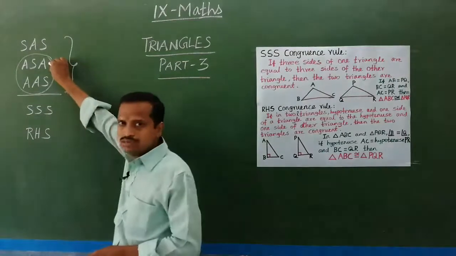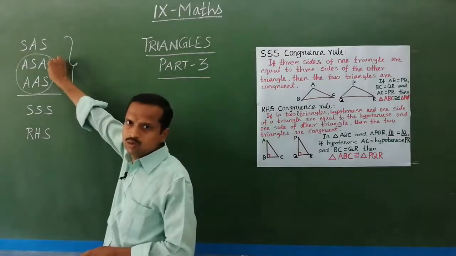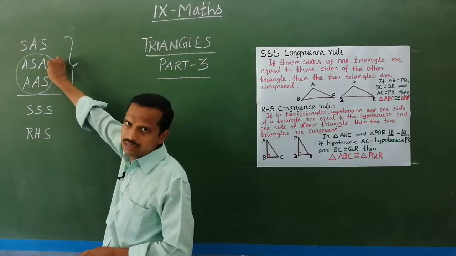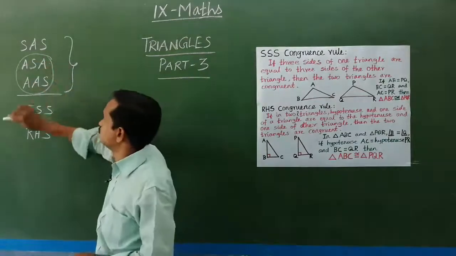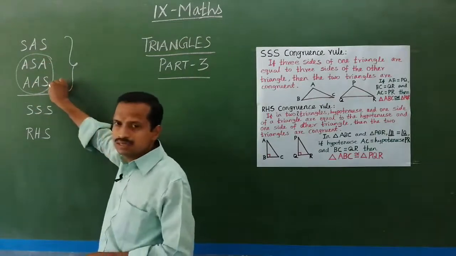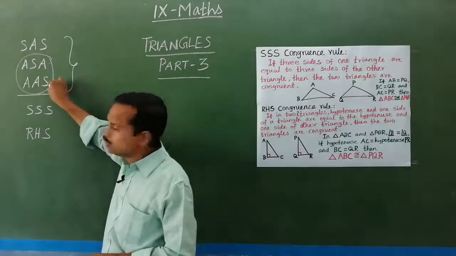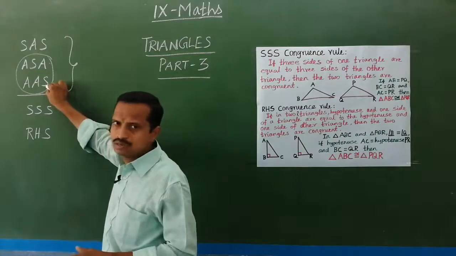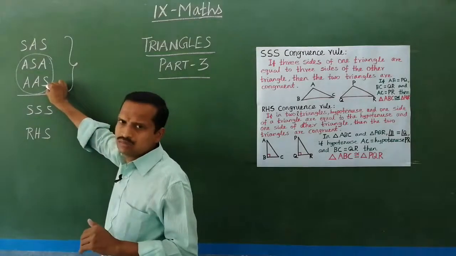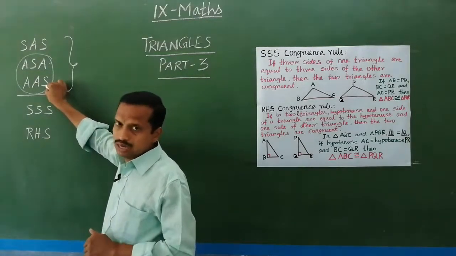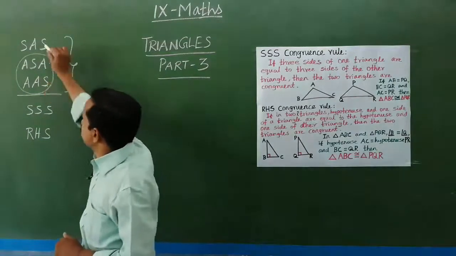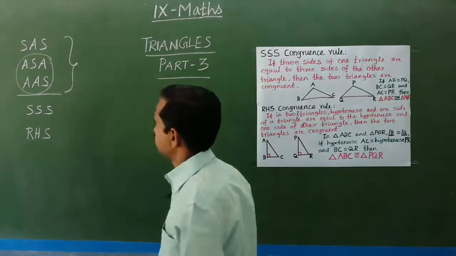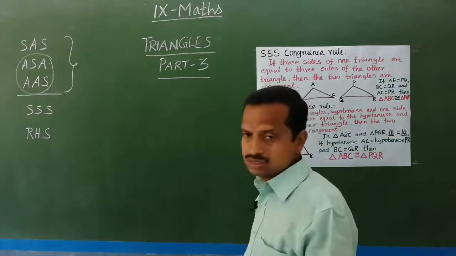In the ASA congruence rule, two angles and one side is included between these two angles, whereas in the AAS congruence rule, it is two angles and one side. Therefore, any two angles and any one pair of corresponding sides, like that you have to take. So SAS congruence rule, ASA congruence rule, AAS congruence rule.